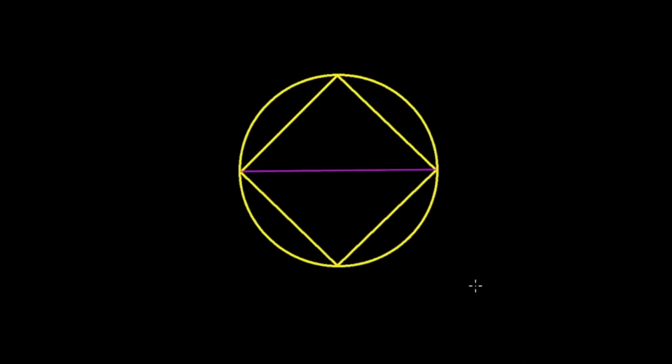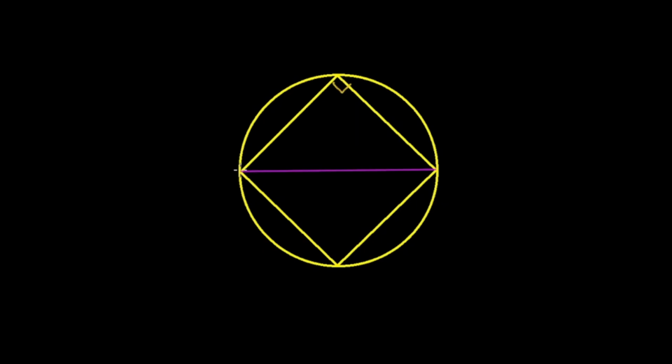Coming back to this diagram here, same thing, right? We know that all angles inside a square are 90 degrees, and each of them is 90 degrees. So that means this is 90 degrees, right? This angle is 90 degrees.